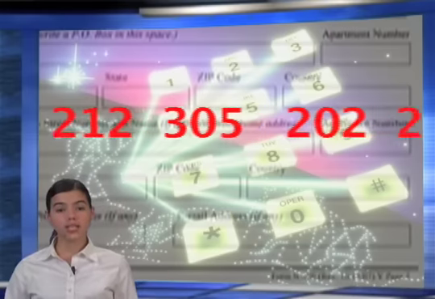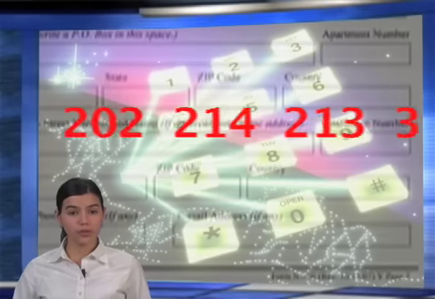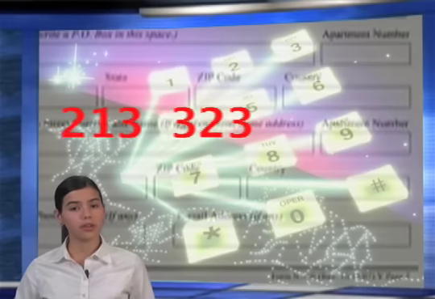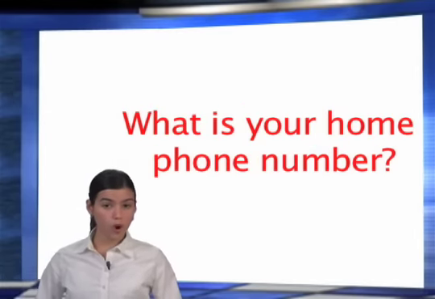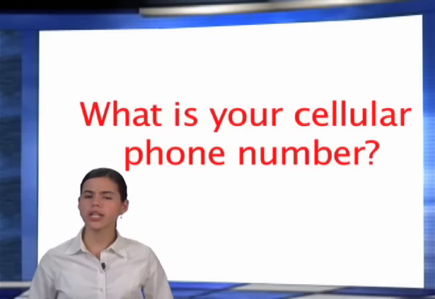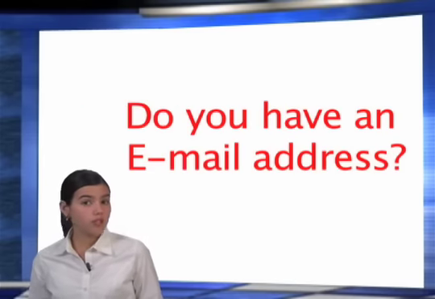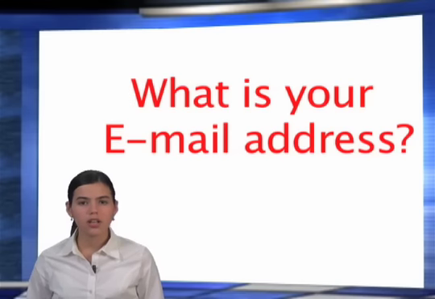Here are some of the possible questions that can be asked of you from Part 4 about your telephone number and email address. What is your telephone number? What is your home phone number? What is your cellular phone number? Do you have an email address? What is your email address?